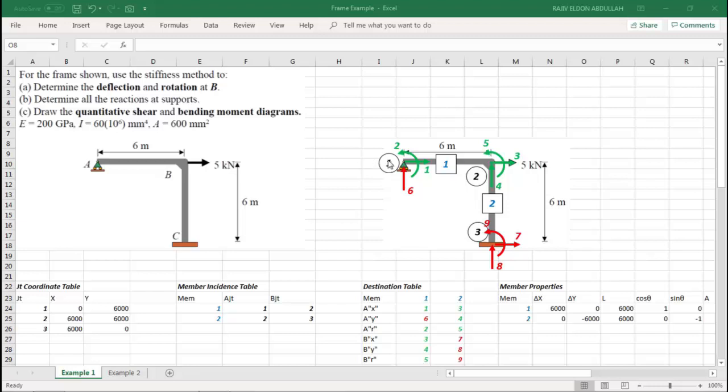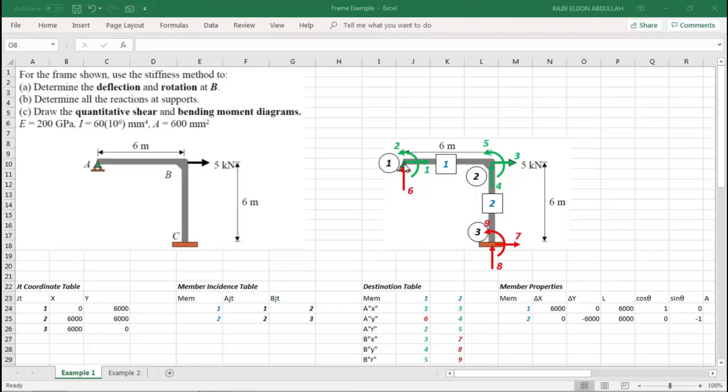I took the liberty of naming the joints. This is joint 1, 2, and 3. This is member 1, member 2. Then we started off numbering the freedoms. Again, for each joint, you have 3 degrees of freedom. You have horizontal, vertical, and rotation. So you have 3 joints, so we have 9 freedoms in total. Take note first of the support freedoms.